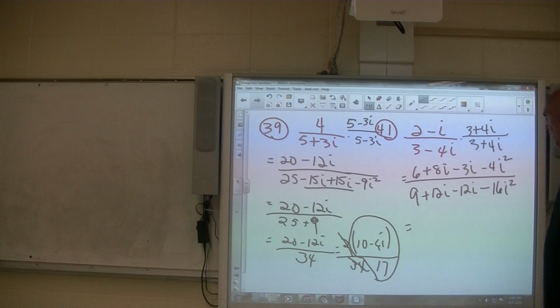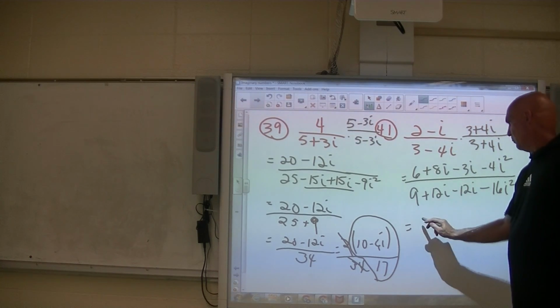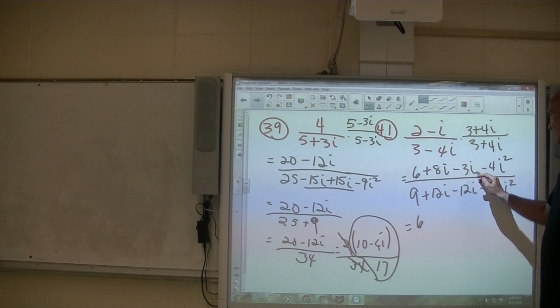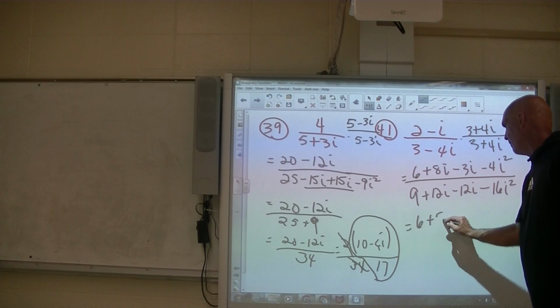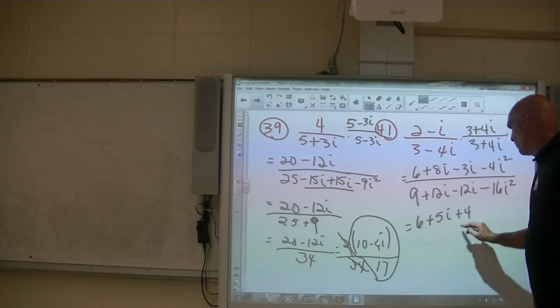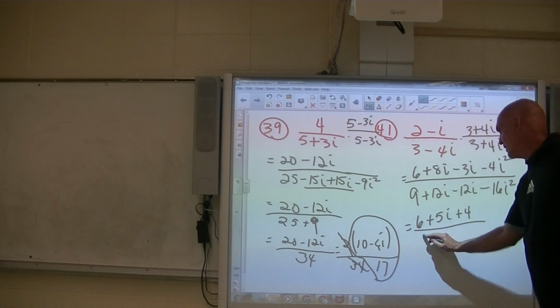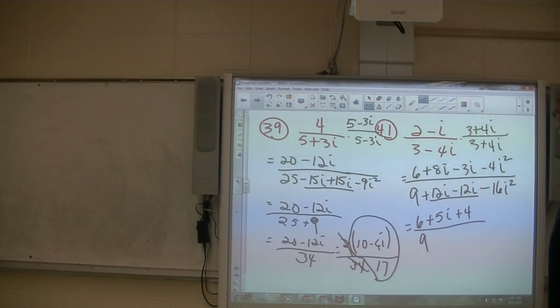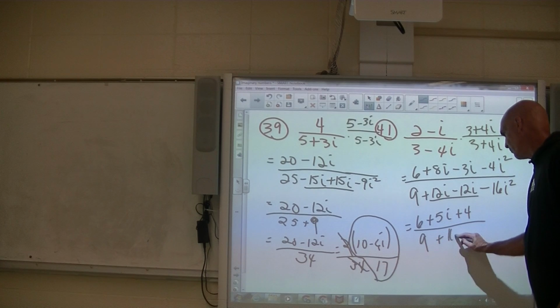So let's see, at the top, what happens? We have a 6 up here. We have 8i minus 3i is 5i. And negative 4i squared is negative 4 times negative 1, which is plus 4. And at the bottom we have 9. The i's go away. And then we have minus 16i squared. So minus 16 times negative 1 is plus 16.